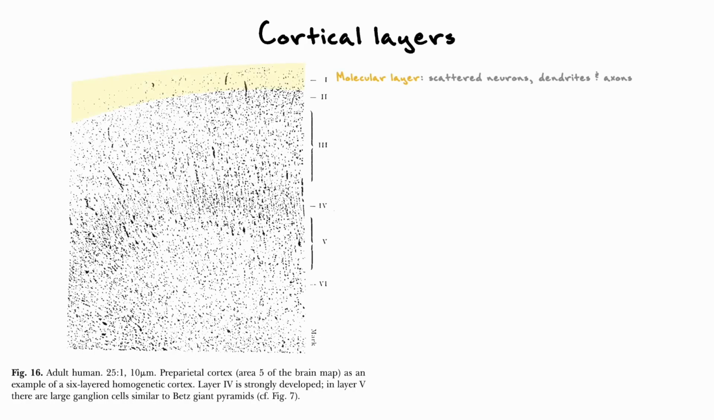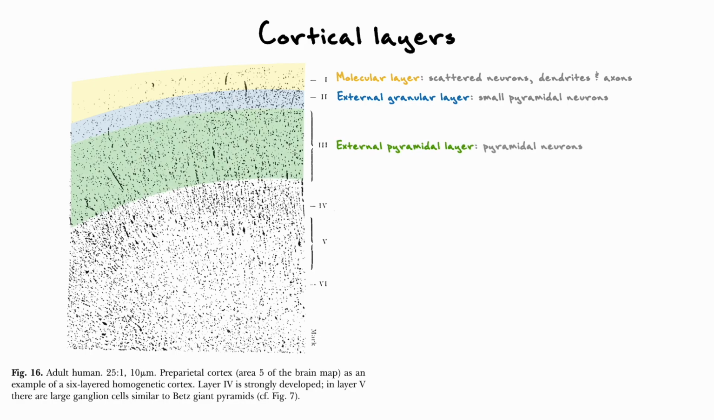The first layer of the neocortex, which is situated closest to the skull, is also known as the molecular layer, and it is mostly composed of scattered neurons, dendrites of neurons that are in the lower layers, and axons that project to these dendrites. The second layer is called the external granular cell layer and mostly contains dense levels of small spherical neurons. The third layer is called the external pyramidal cell layer and contains pyramidal neurons that progressively get bigger the deeper the layer goes.